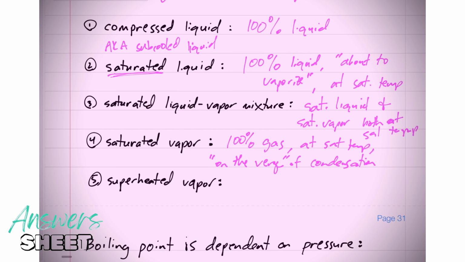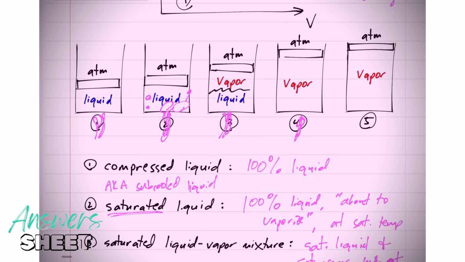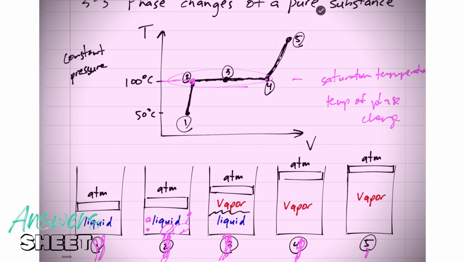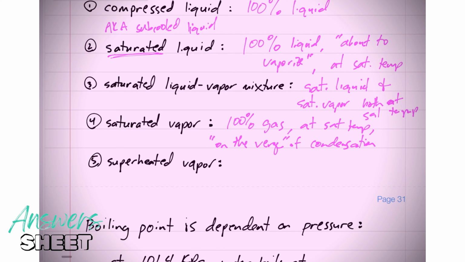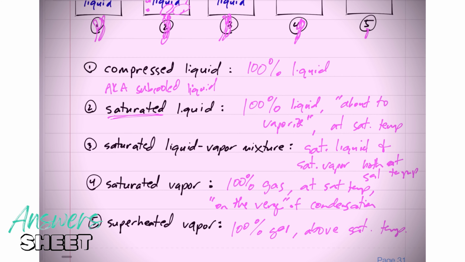All right, and then if you add even more heat, and we get out here anywhere past 0.4, then it's a superheated vapor. It is 100% gas, 100% vapor. And now the temperature has risen. It is above the saturation temperature.